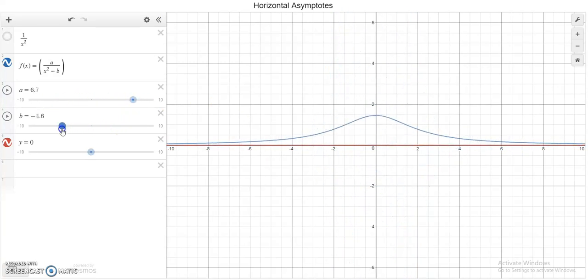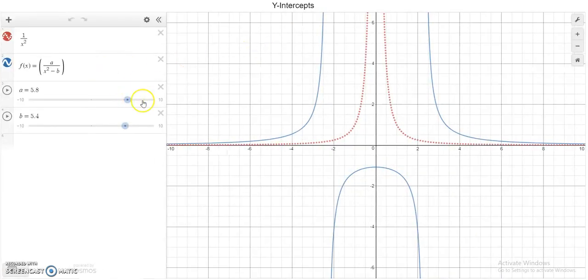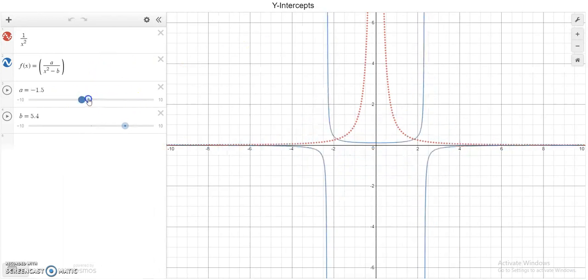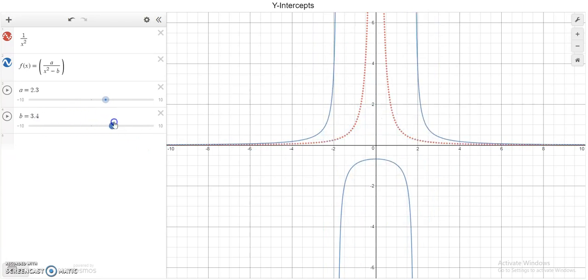As for our horizontal asymptote, no matter what we change A and B to, other than 0, we're always going to have that y equals 0 horizontal asymptote. Our y-intercept is the same as the other one. No matter what you change, you'll never have a y-intercept.